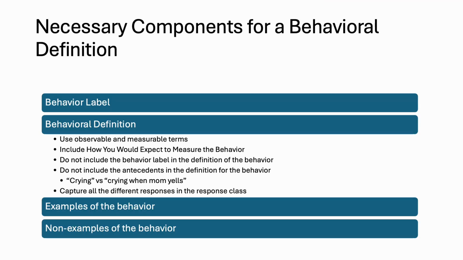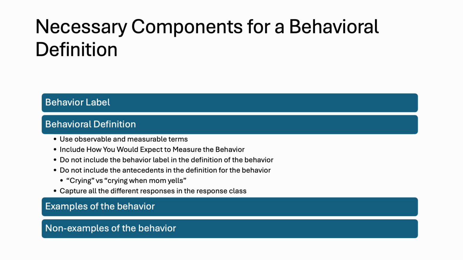So now that you've gotten a breakdown of the different components that are necessary for a behavioral definition, I want to put it all for you on one slide so that you can see exactly what you need to be working on when you're defining a target behavior. And the first thing is to come up with a behavior label. Again, make sure that you're using observable terms. You're trying to list an action rather than a lack of action. We talked about that earlier.